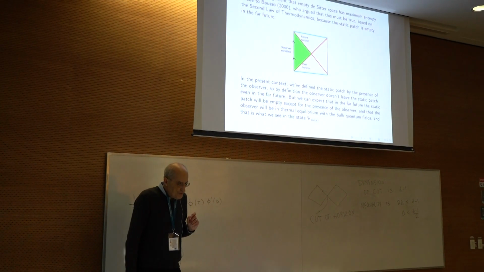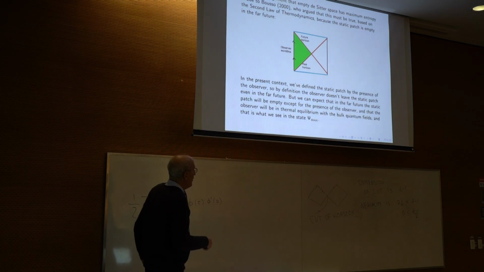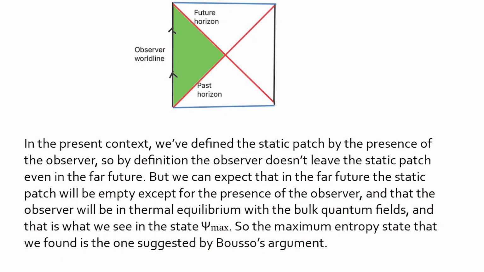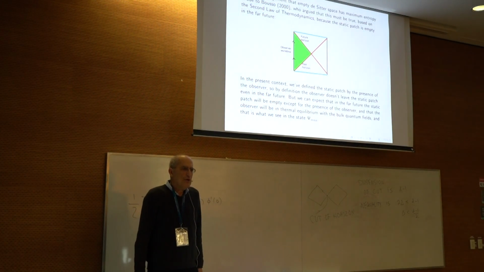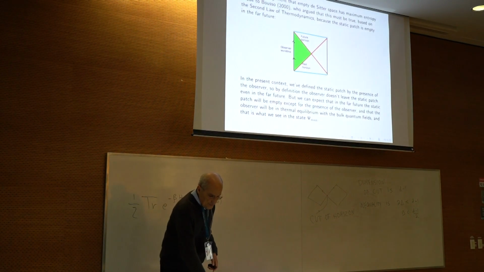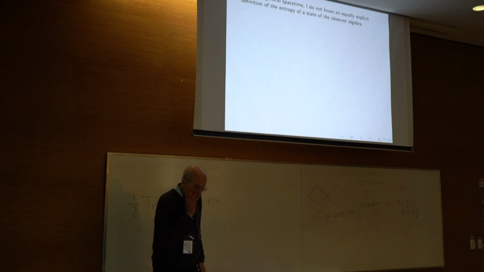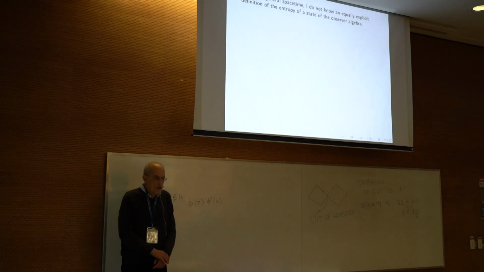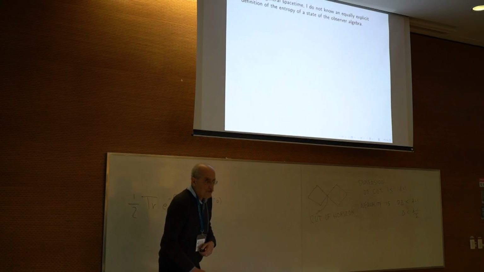Here it's slightly modified. We've defined the static patch by the presence of the observer, so by definition the observer never leaves the static patch even in the far future. But it's reasonable to expect that in the far future the observer is in equilibrium with the quantum fields and that the static patch is empty except for the presence of the observer. So adapting Busso's argument to our situation, psi max is what you would expect to be the maximum entropy state. So the maximum entropy state we found is the one suggested by Busso's argument. In a more general spacetime, I don't know an equally explicit definition of the entropy of a state of the observer algebra, but there's a fairly reasonable conjecture.